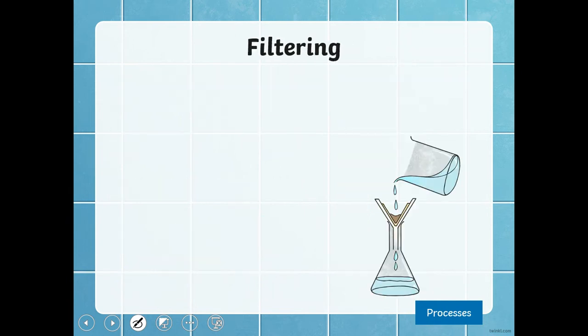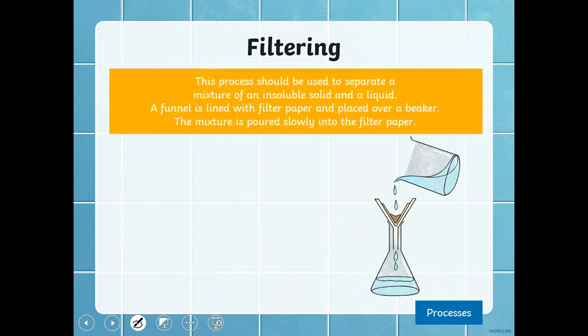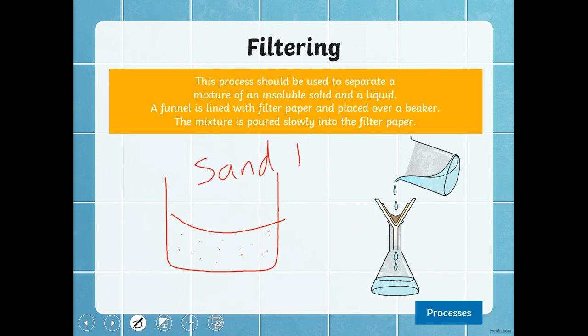Moving right along, now we have filtering. Now we said that filtering would not work for a solution, in which the substances are dissolved in the liquid, right? But filtering could be used when we have an insoluble solid and a liquid. So let's say, for example, you have sand and water. The sand is not going to be dissolved into that water, right?